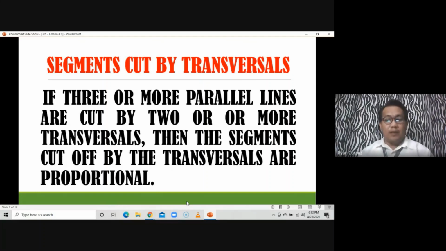Because with the help of these statements, malalaman natin according to the statement, we made mention there of the word proportion. So again, kung i-analyze natin mabuti yung statement, sabi dito, if 3 or more parallel lines are cut by 2 or more transversals, then the segments cut off by the transversals are proportional. So this time, hindi lang to basta dalawang lines which are parallel to each other and cut by transversal. So 3 or more parallel lines cut by 2 or more transversals. So may dalawang transversal tayo.